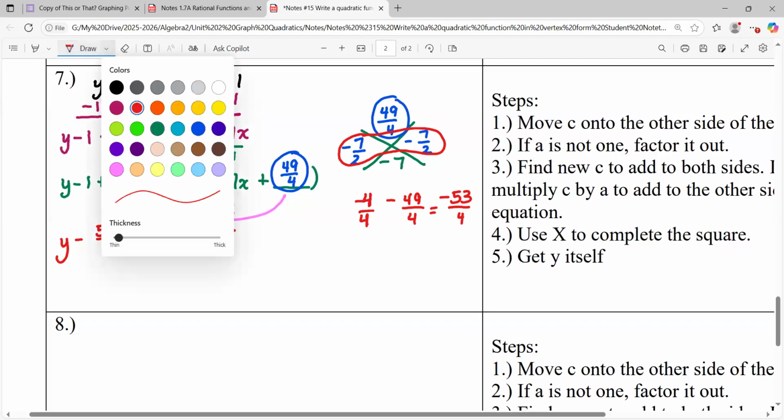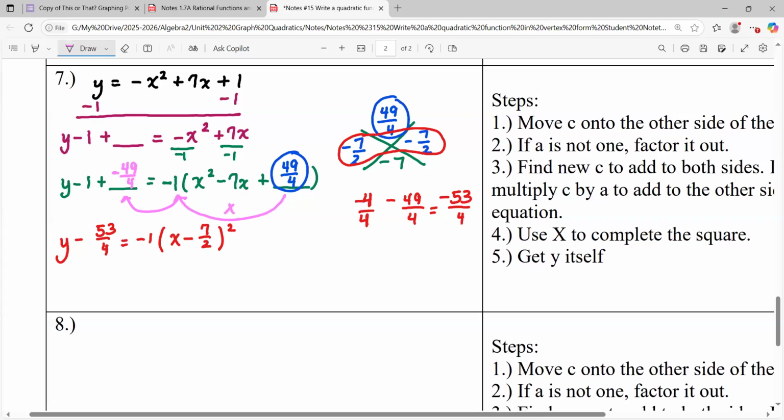Now I'm going to write the final answer like this. Y, so what do I do? We add 53 over 4, right? So what is that going to be? Y equals negative, I'm not going to write the 1. Nobody writes the 1. Right? So we write x minus 7 over 2 squared plus, so what is your vertex? 7 over 2, and then 53 over 4. Not that hard, right?